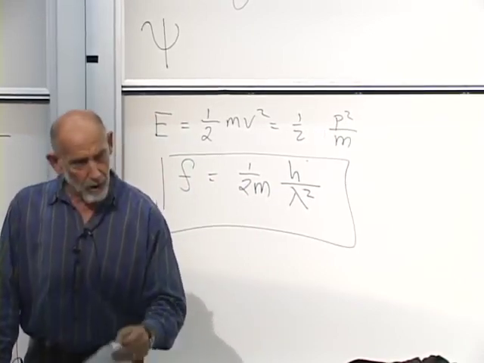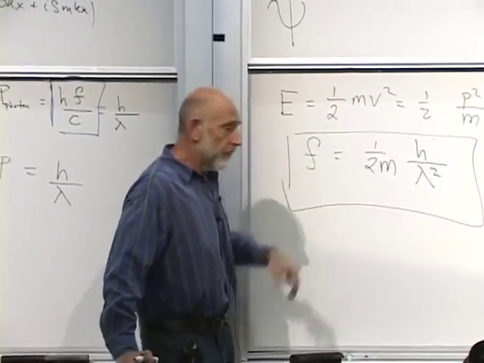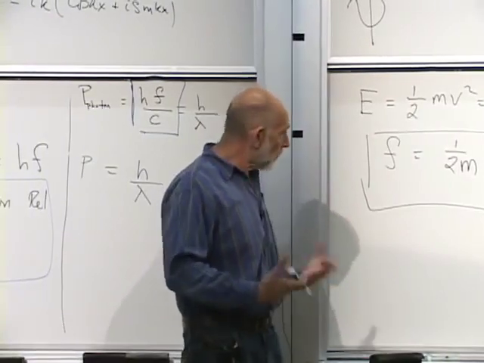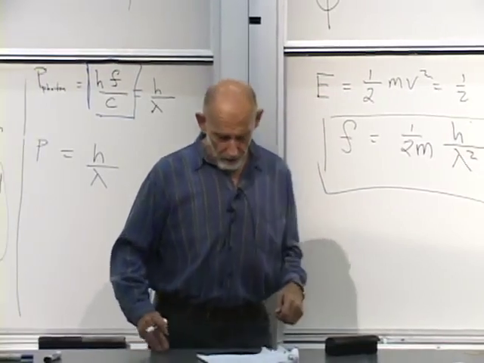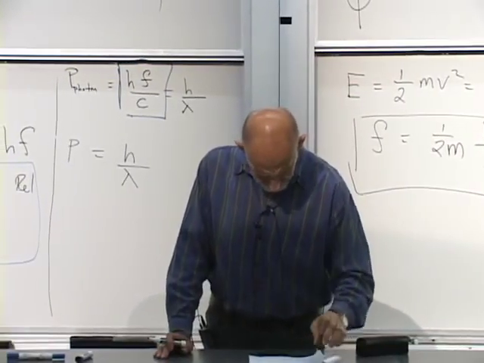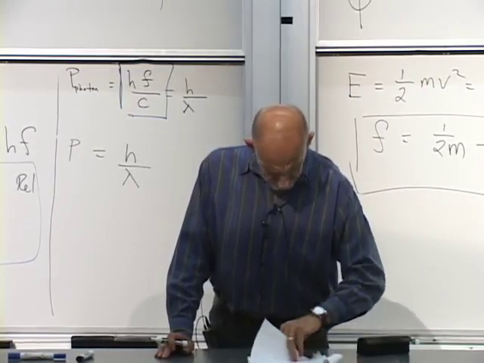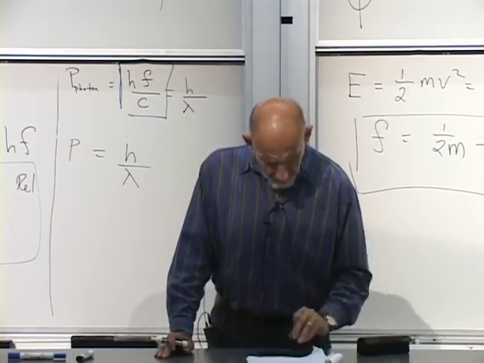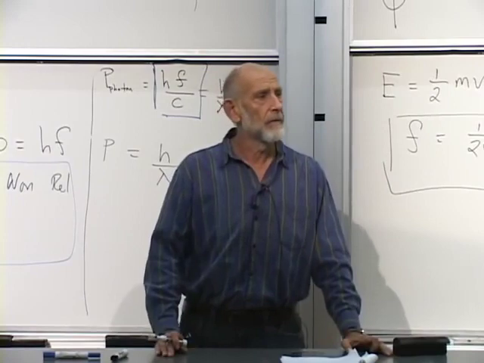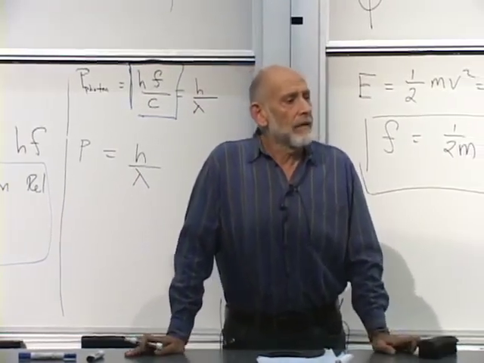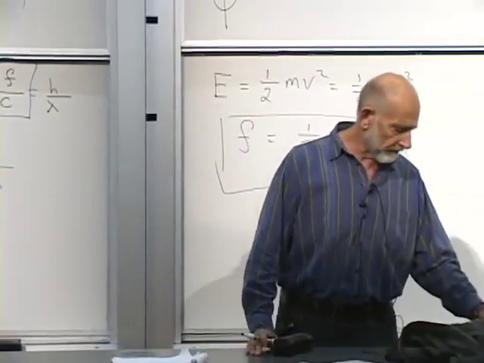So that's a non-relativistic particle, one moving slowly. For example, an electron in an atom: the frequency of its Schrodinger wave would be 1/2m times Planck's constant divided by the wavelength squared. Let me slow down now and take some questions. And that would be for any particle, not just an electron, as long as it's moving slowly compared to the speed of light.